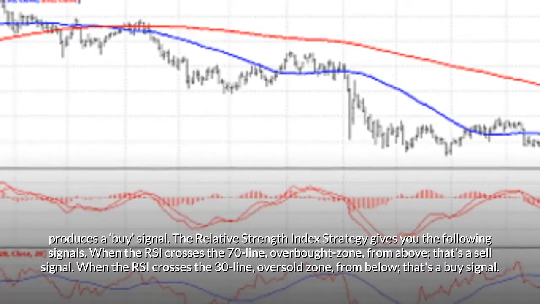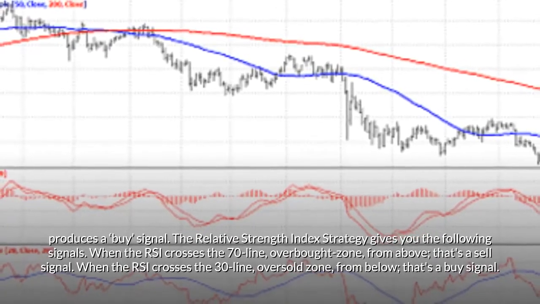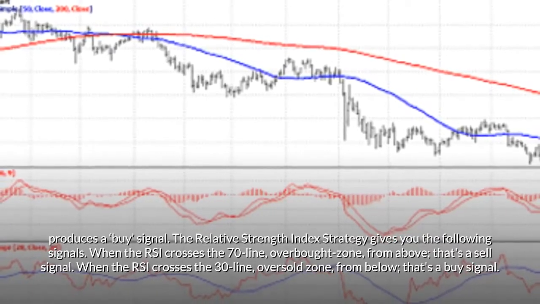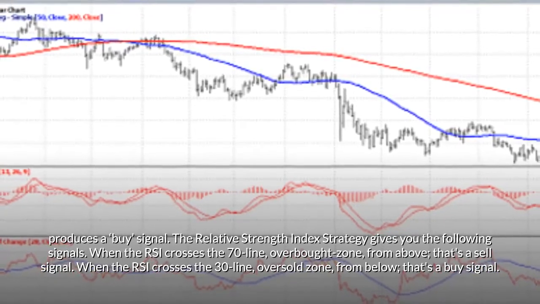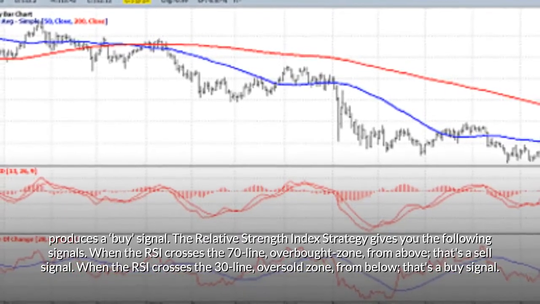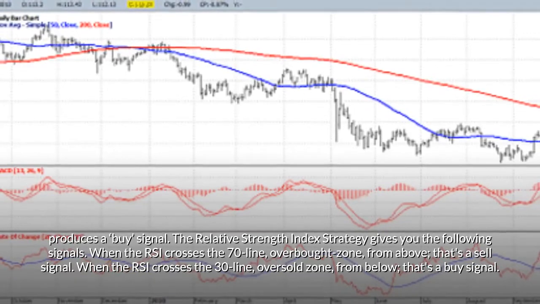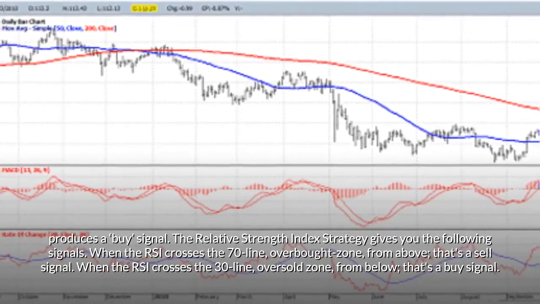The Relative Strength Index strategy gives you the following signals. When the RSI crosses the 70-line overbought zone from above, that's a sell signal. When the RSI crosses the 30-line oversold zone from below, that's a buy signal.